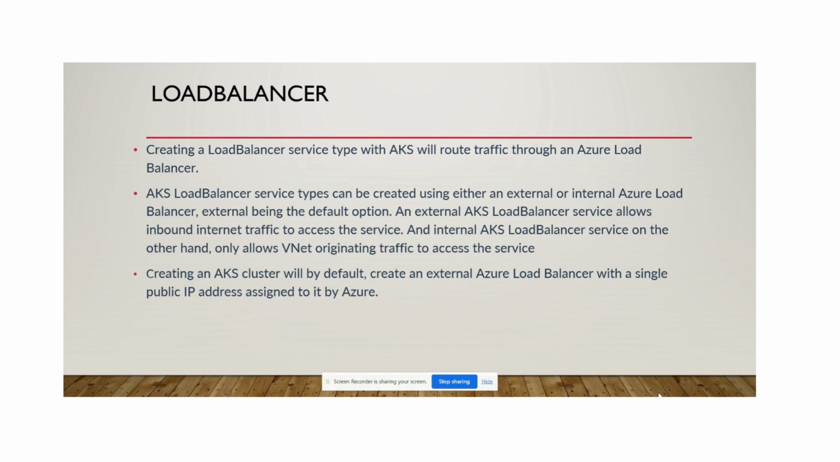internal AKS load balancer. Now, how will you define which load balancer to use? In the YAML file, in the manifest file only, you will specify which load balancer you will use. By default, if you are not providing any type of load balancer, then external load balancer is used. Also, when you create an AKS cluster, by default it creates an external Azure load balancer with a single public IP address.